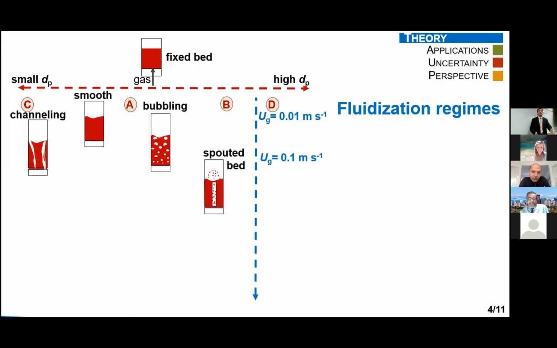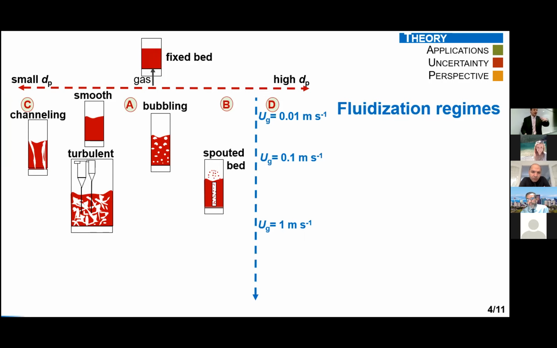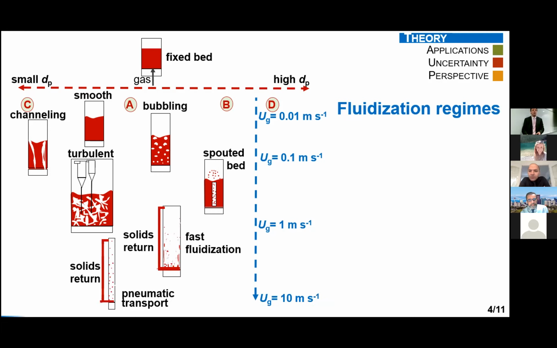Spouted beds operate from 0.1 meters per second and above. Turbulent fluidization is really 0.6, 0.5 for Geldart C powders, A powders, to 1 meter per second. And then you get into the fast fluidization range. And then finally, pneumatic transport.